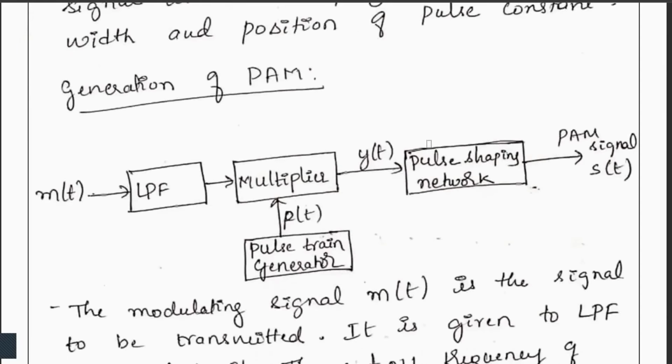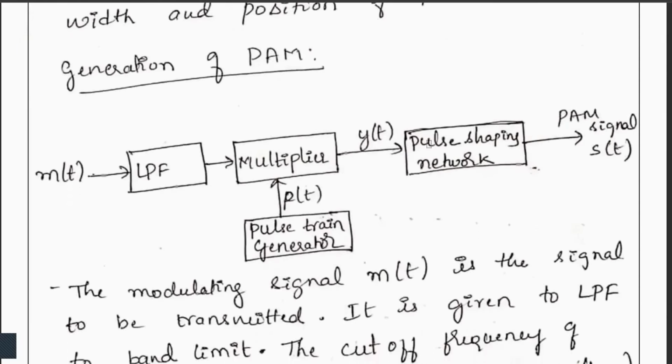So how do we generate it? We write down the block diagram. M(t), the message signal, is given. We have a low pass filter and a multiplexer, and for that we give a pulse train generator which gives the pulses that will give us y(t). Next it passes through the pulse shaping network, and finally we get the PAM signal as s(t).